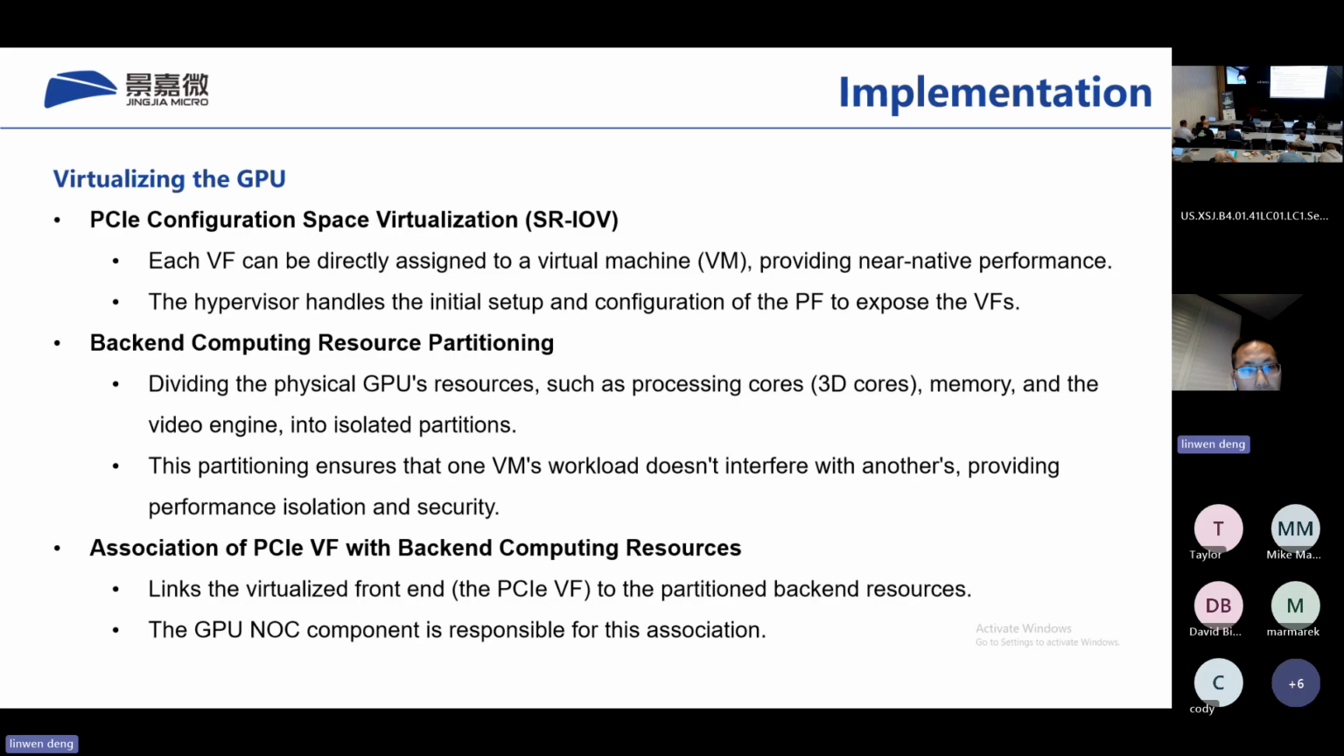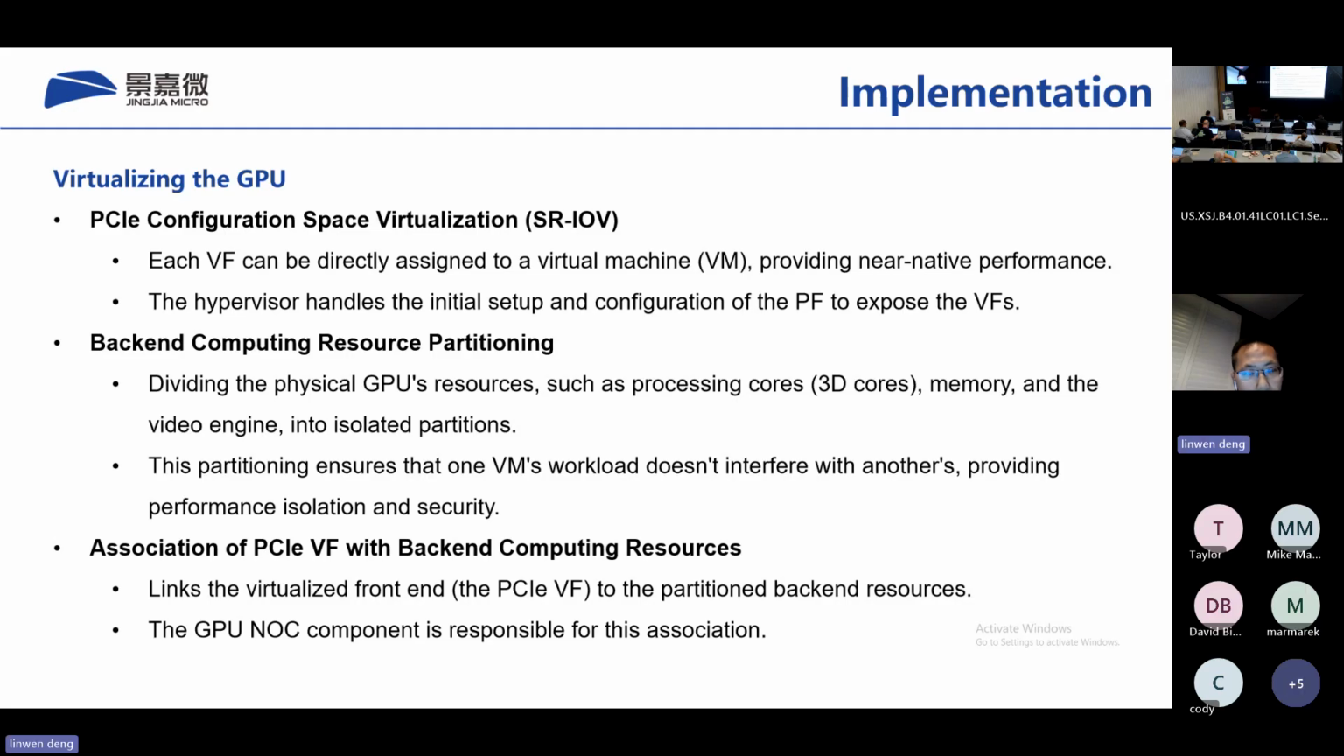backend computing resource partition. This is the process of dividing the physical GPU's actual hardware resources, the processor cores or the render clusters, and the memory, the frame buffer, and the VPU, into isolated partitions. We need to be able to logically carve out sections or blocks for each VM. The partition is essential.